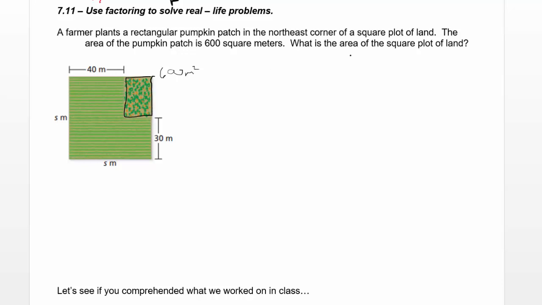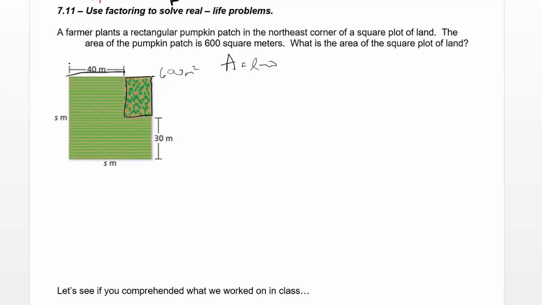The question is, what is the area of the entire plot of land based on these dimensions? The area of a rectangle is just its length times its width. So if we could figure out what the length and the width of this little rectangle are, we'd have an expression that involves s's, and that's equal to 600, because the area of this pumpkin patch is 600 square meters. I don't know exactly what the numbers are going to work out to be beforehand, but I do know that this length of the field is 40 meters.